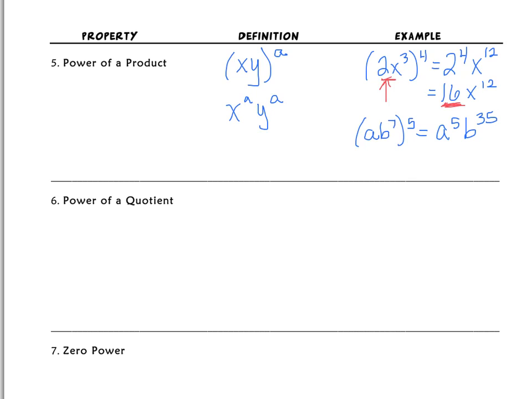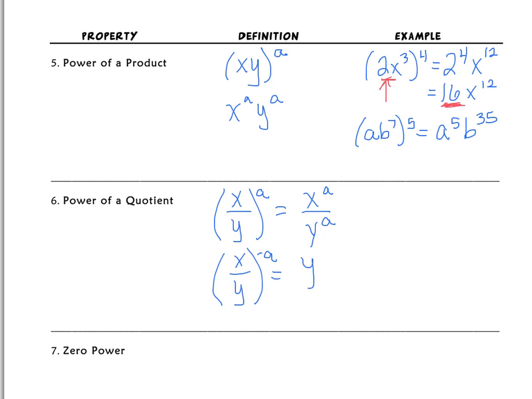Okay, power of a quotient. So you would have two different quantities, two different bases being divided, so that's the quotient part, and they're raised to a power of a. Each of those also gets a power of a, so it'd be x to the a over y to the a. If you have a quotient, x over y, and that's raised to the negative a, what that ends up equaling is y to the a over x to the a.